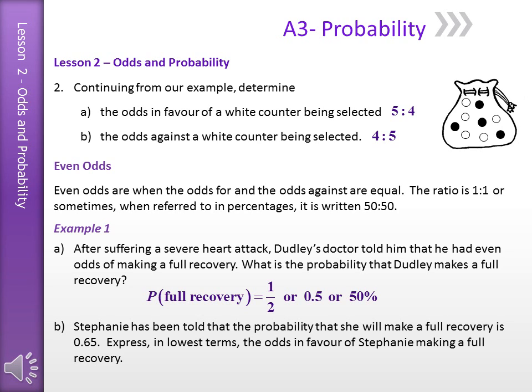Stephanie has been told that the probability that she will make a full recovery is 0.65. Expressed in lowest terms, the odds in favor of Stephanie making a full recovery. So the odds in favor, we'll think of this as percent, so we'll think of it as 65 in favor. It's 35 that she won't, that's just the difference between 100 and 65. And we could lower that into lowest form, which would be 13 to 7.